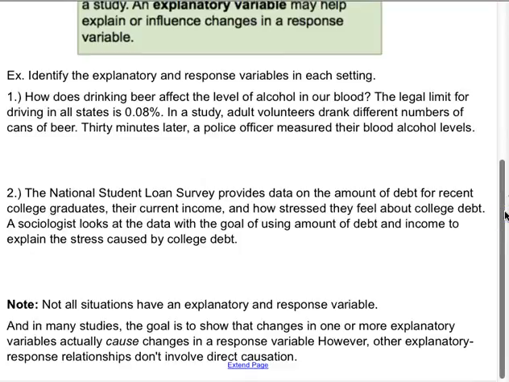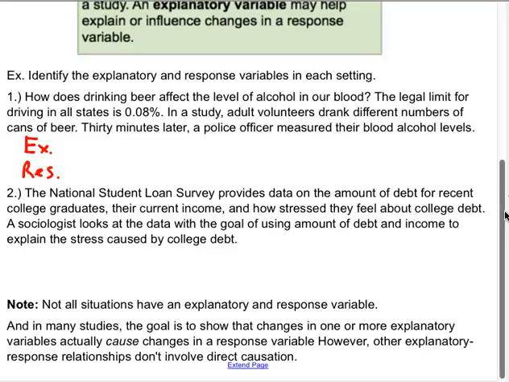How does drinking beer affect the level of alcohol in our blood? The legal limit for driving in all states is 0.08%. In a study, adult volunteers drank different numbers of cans of beer. 30 minutes later, the police officer measured their blood alcohol levels. So what we're looking for is explanatory versus response. Which variable is explanatory? Which is the response?